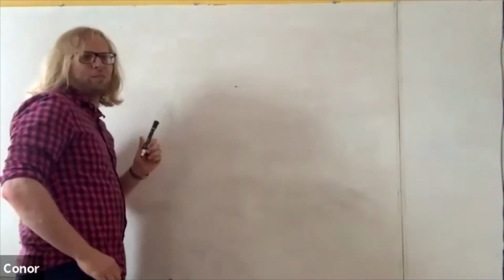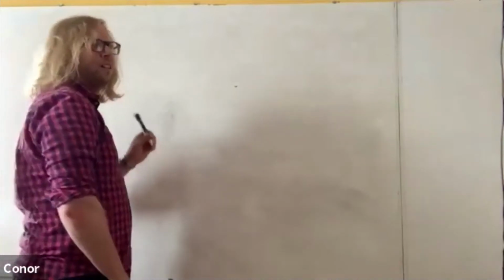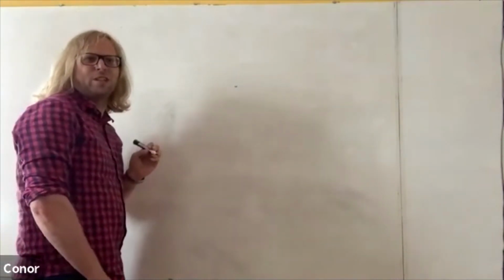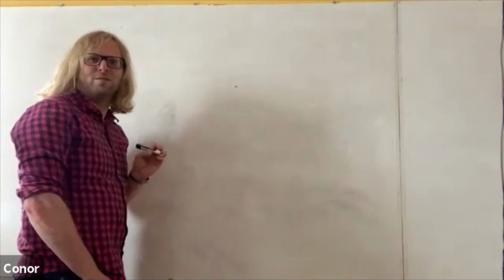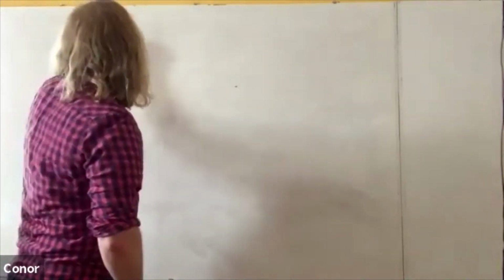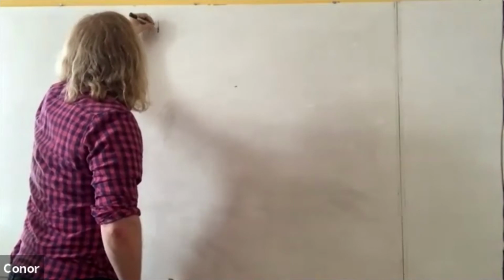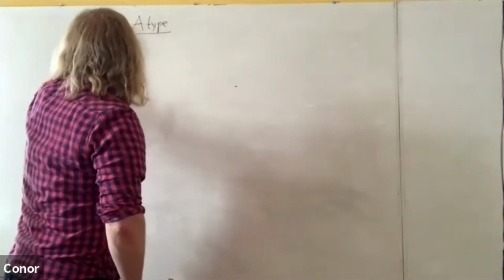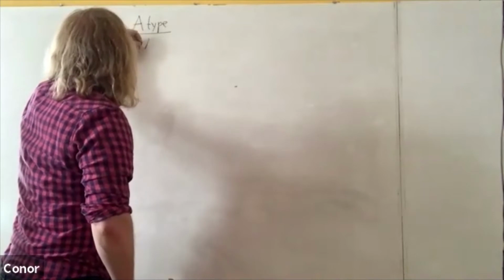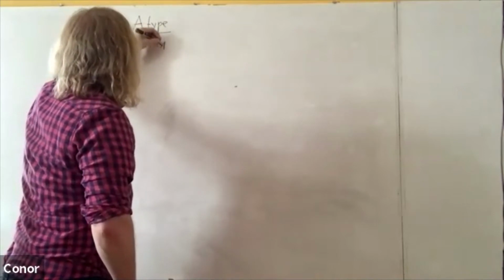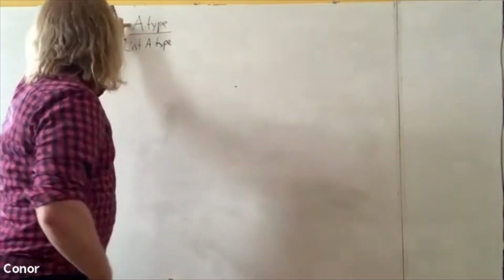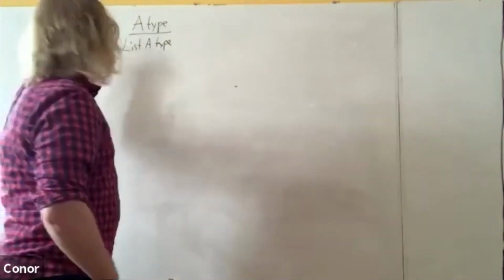Okay, so let me give you a more concrete example. Connor was talking about lists at the very beginning. So let me give you the type of lists and how they make sense. If A is a type, then list of A is also a type. So if A makes sense as a type, then list of A makes sense as a type.